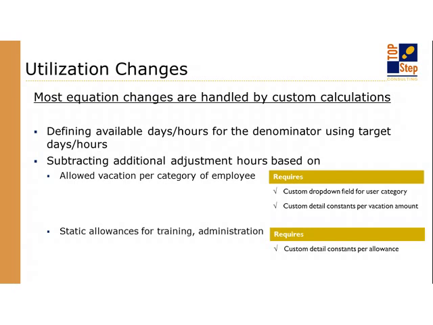So you would have to define a custom field or a drop down on the user record to understand that category of person, so that you could use a detail constant in the custom detail constants area to subtract that vacation amount out and make an adjustment uniquely for those people. Same thing if there's allowances for training and administration. You could create these constants to subtract those values out of the available days and come up with your own unique utilization equation.